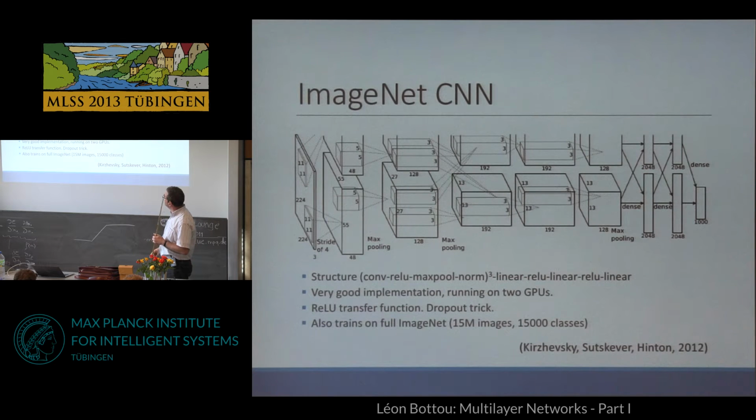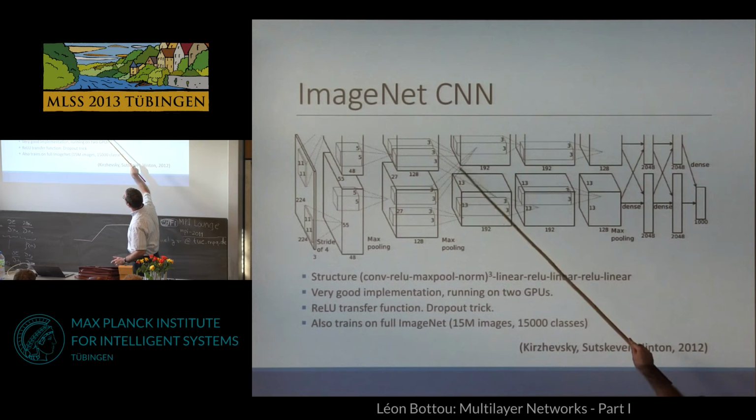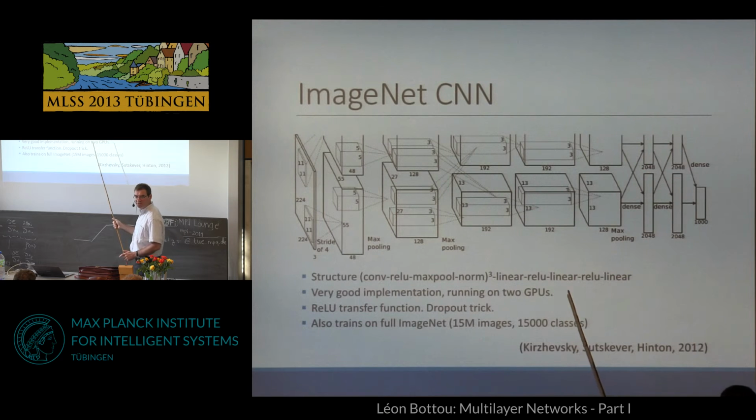And Alex Krizhevsky had this very good implementation running on 2 GPUs at the same time. And what they have is 2 networks that are almost disconnected, except that once in a while there are a couple of cross connections. And that's quite amusing, the way they did that. They use this ReLU transfer function. There is something called the dropout trick.